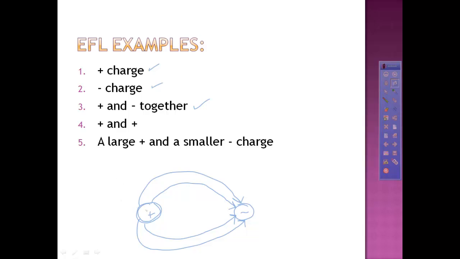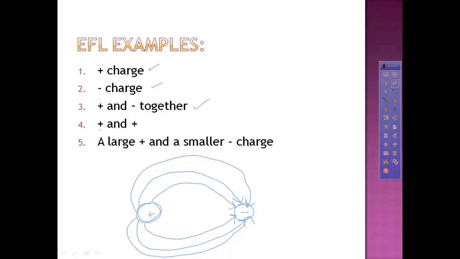Now, if the charges have equal charge, so let's say this is a proton and an electron, the amount of lines that are on the positive charge, all of them would go to the negative charge to show that the charges are equal to one another. And this is for an attracted situation.